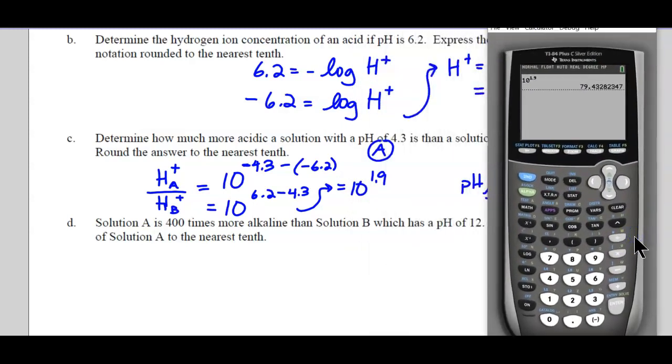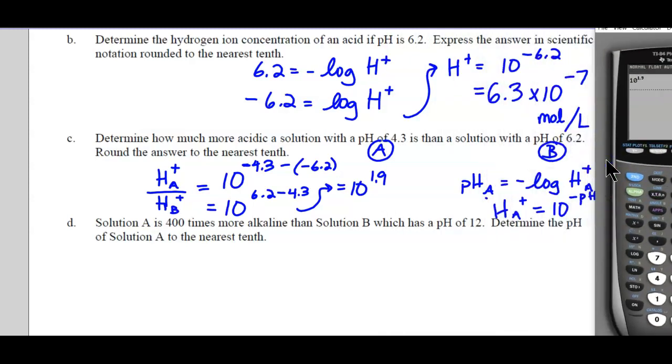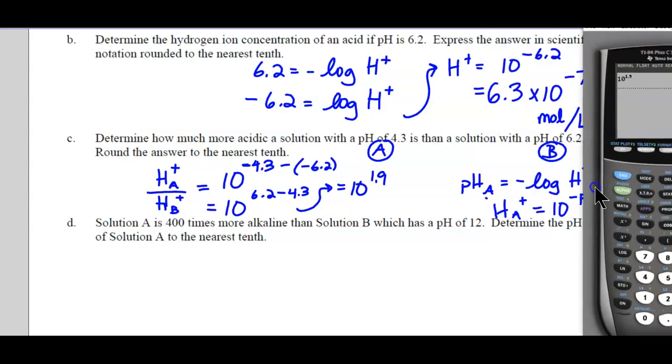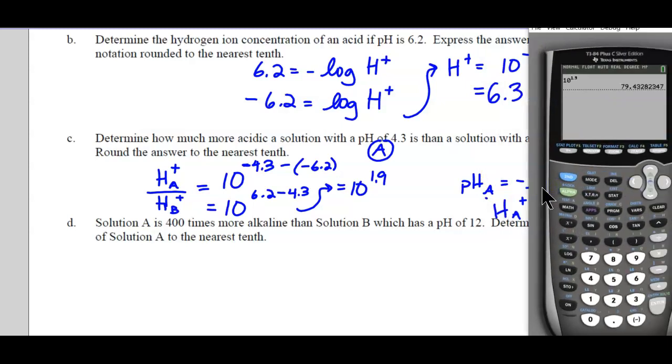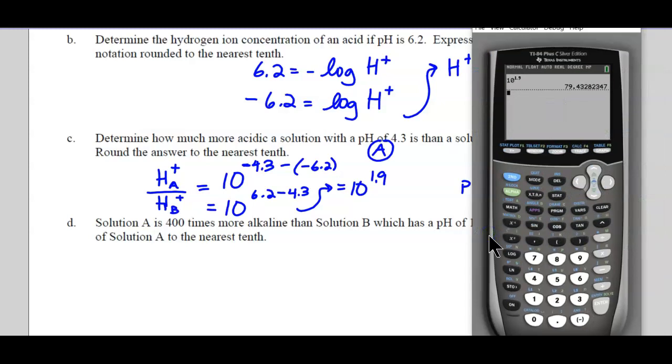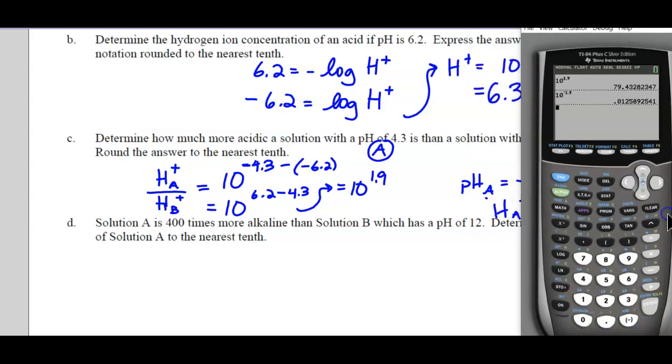And it should be bigger than 1 because this pH is smaller than this, so it's more acidic. So it needs to be a value bigger than 1. If I did it the other way around, I'd end up getting negative 1.9 as my exponent. I get a number less than 1, which means I mixed up the order, because that's saying it's actually less acidic.